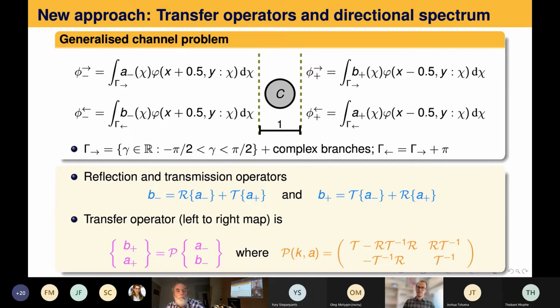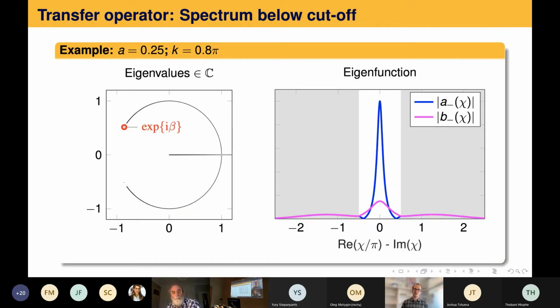And we then use those reflection and transmission operators to define a transfer operator, which I'm calling P, and that maps the amplitude functions on the left of the channel to the right of the channel. And just notice that the transfer operator depends only on the frequency k and the radius a.